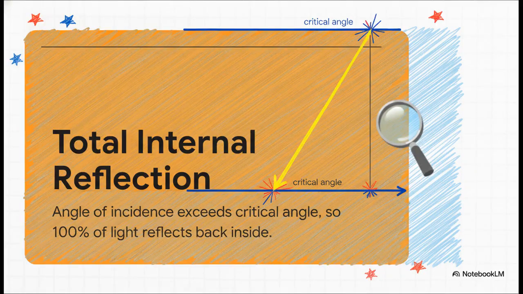Here is the incredible payoff: total internal reflection, or TIR. When the angle of incidence exceeds the critical angle, refraction completely dies. It stops existing. Instead, the boundary instantly acts like a perfect, flawless mirror. 100% of the light totally and internally reflects right back down into the denser medium. Not a single solitary photon escapes into the air.